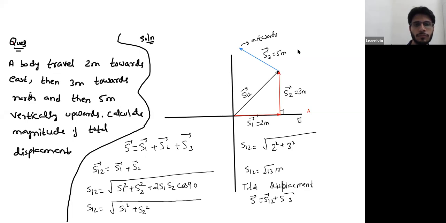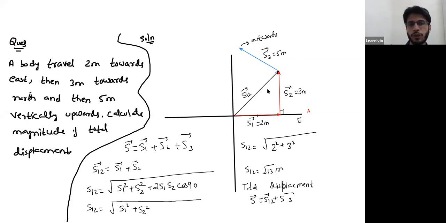Sir, 90 degree. Good. Why 90 degree? The answer is correct, Sania, but why did you say this is 90 degree? Because this is a right angle triangle.